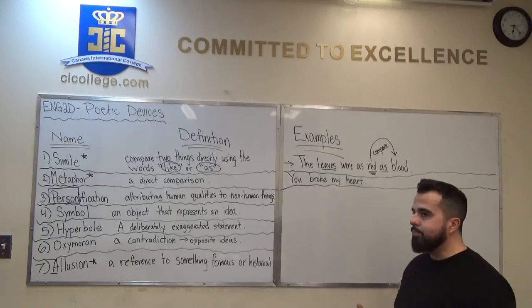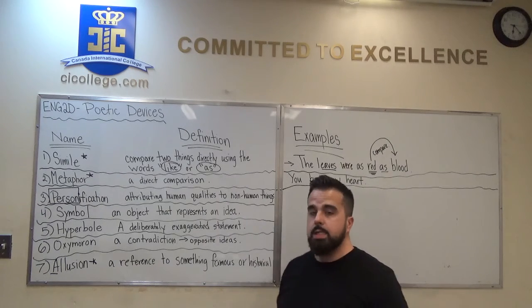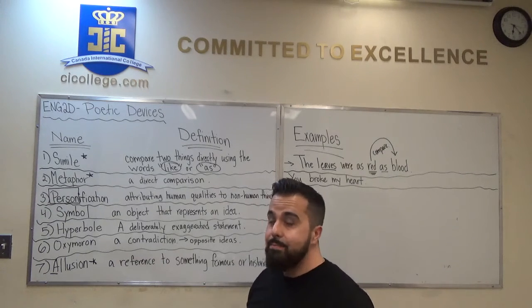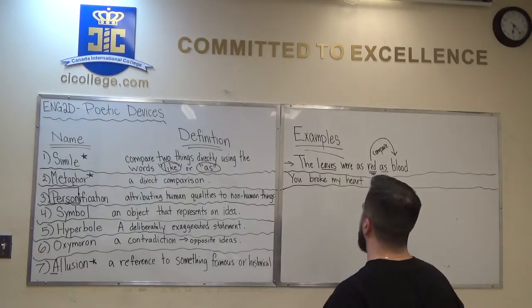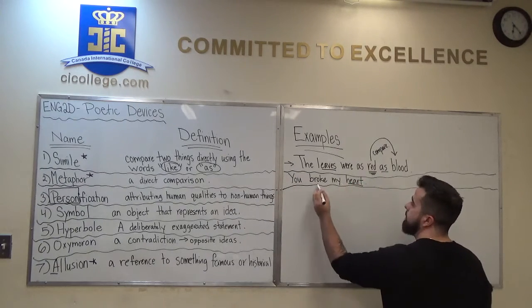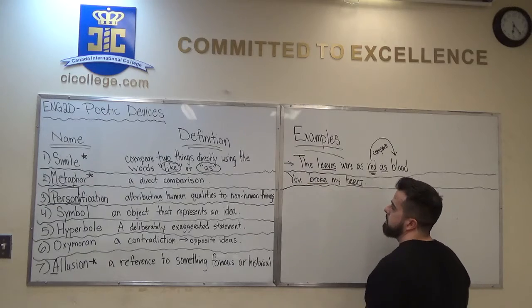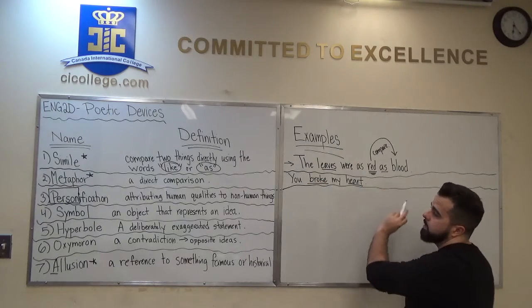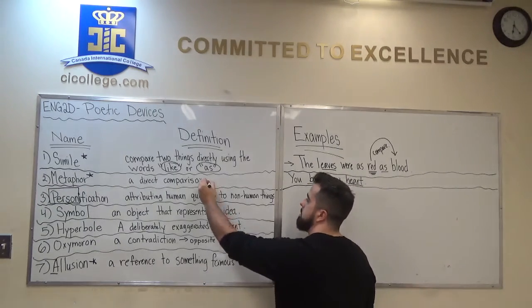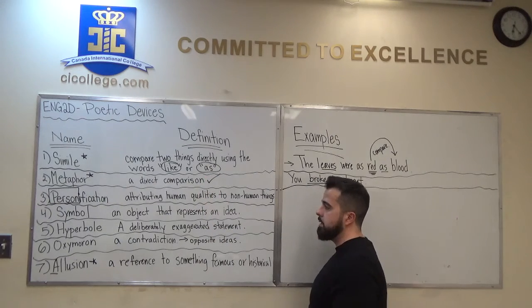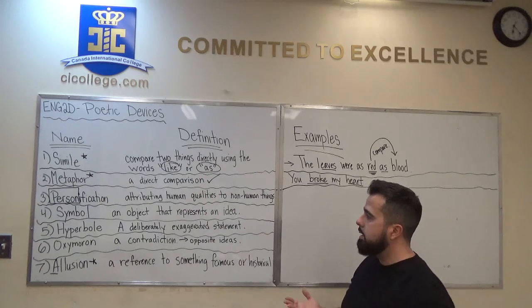Well, you can't really break someone's heart like you can your bicycle. This is a metaphor, right? We're comparing the heart to something that can be broken. But we don't need to use as or like. It's a direct comparison.